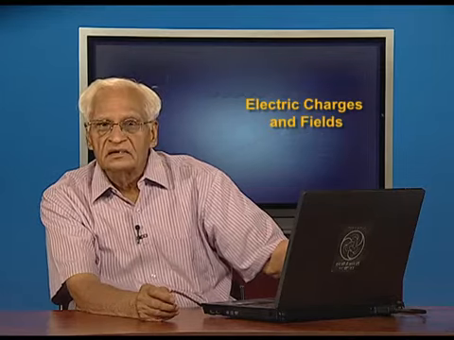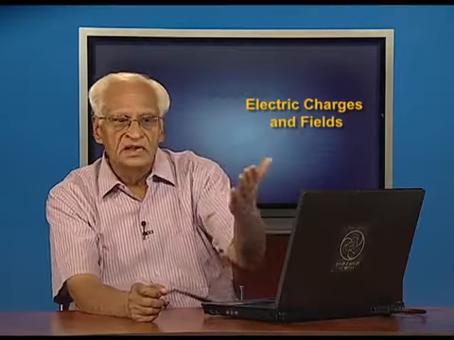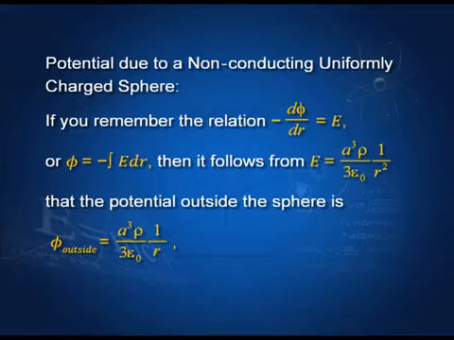And how do we do that? Recall the relation between the electric field and the potential. Electric field is equal to minus d phi by dr. Therefore, phi is the integral of E times dr, so phi is minus integral of E dot dr.